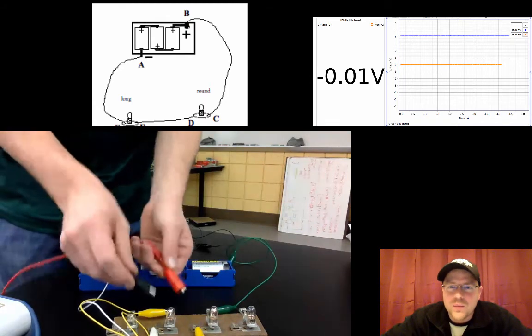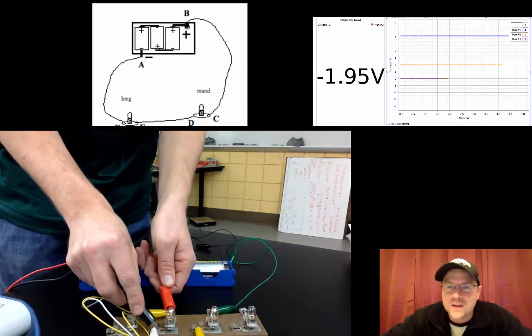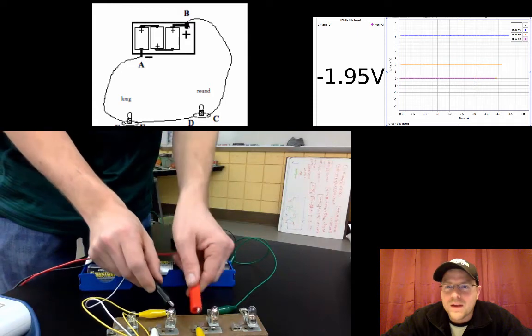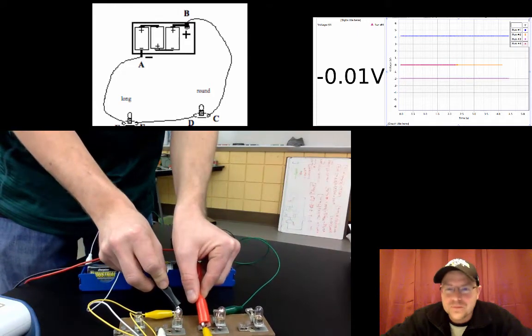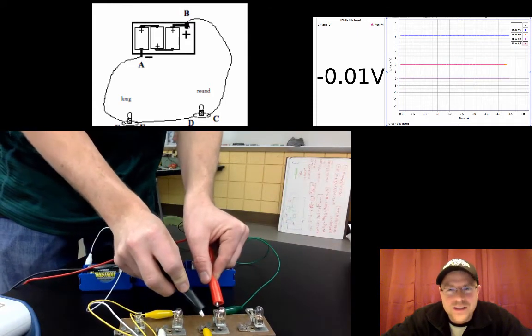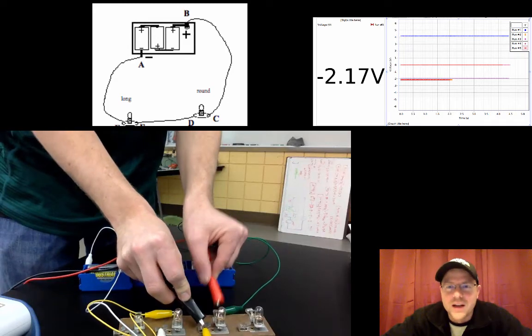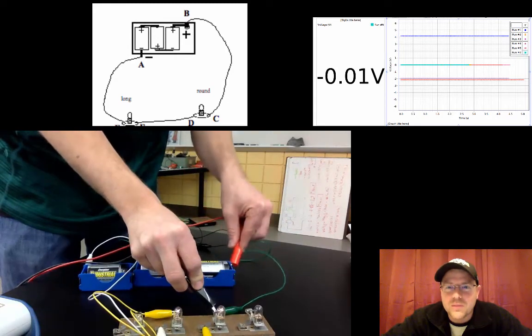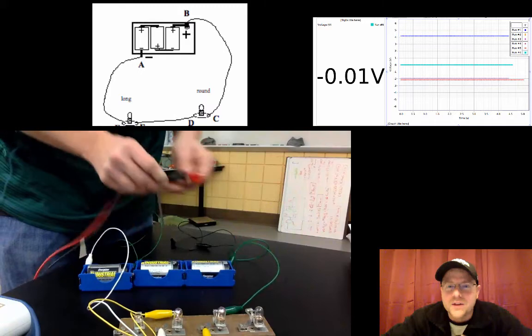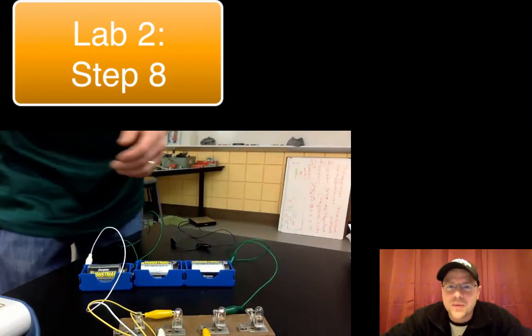We lose about 1.95 volts in the first light bulb, another 0.1 in the wire, we lose 2.17 in the second bulb, and we lose another 0.1 back to the battery.